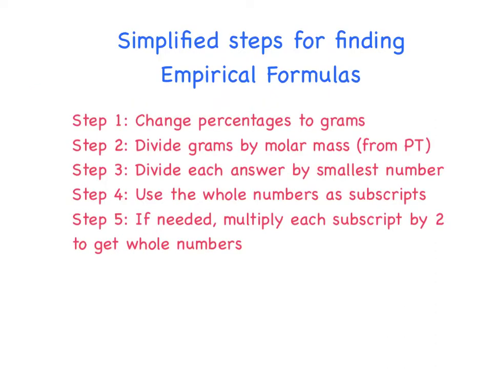Here are some simplified steps for finding empirical formulas. I'd like you to write these down. They're taken down as small as I can so that you didn't have to write so much. Step 1 is you'll be given percentages, and you want to change those percentages to grams. Then you want to divide those grams for each element by the molar mass for that element from the periodic table. And then you divide each answer by the smallest number that you got from step 2, and use the whole numbers as subscripts, and if needed, multiply each subscript by 2 to get whole numbers. This step won't show up very often, and we'll talk about it as we get to it.